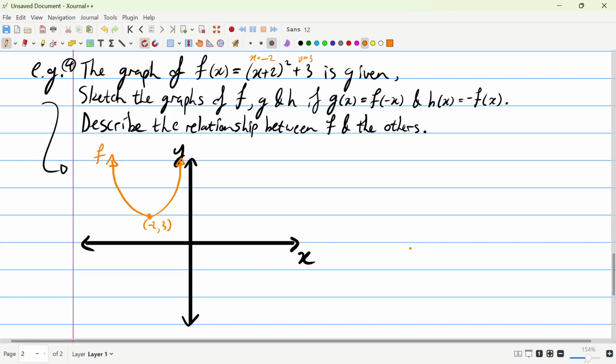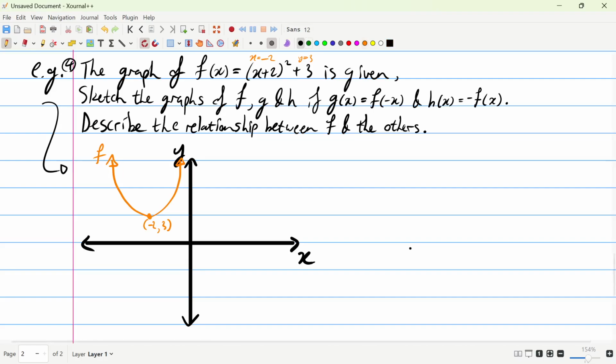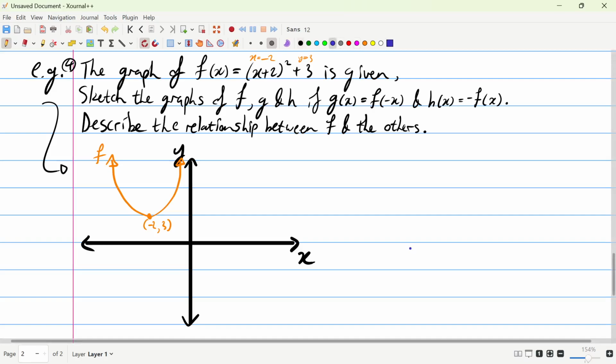This is f. And now we also need to sketch the graphs of g and h. And g of x is equal to f of negative x. Now let's quickly do the mathematics behind that, okay? So let's make sure that g is blue, maybe. So g of x is just the same as f of negative x. And we know that wherever we see x, we need to replace it with negative x, okay? So this is what we're going to do. We are going to have negative x plus 2 squared plus 3.